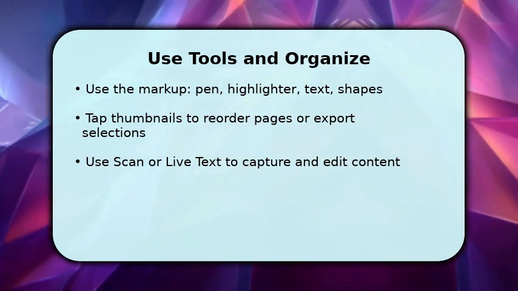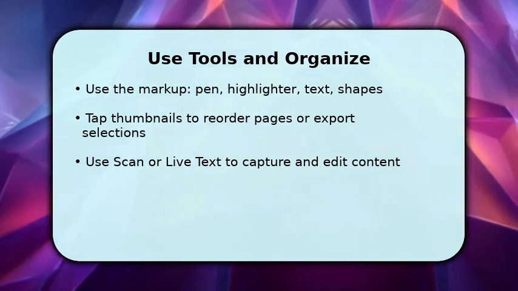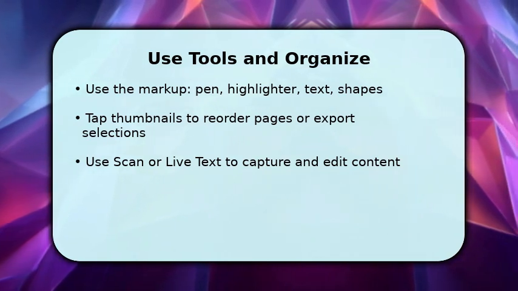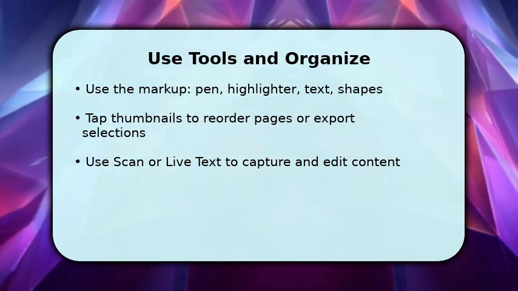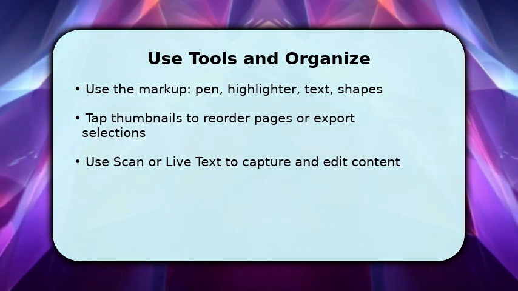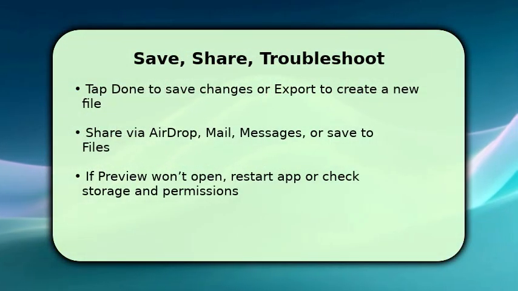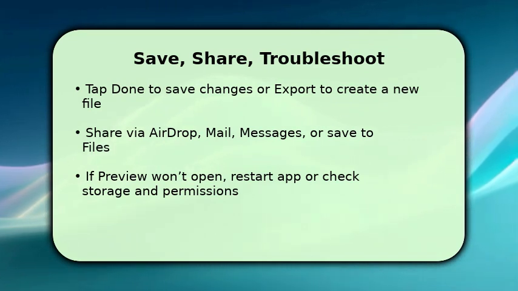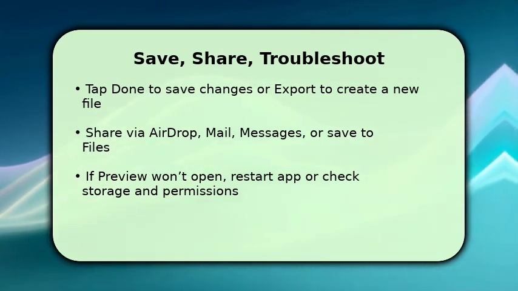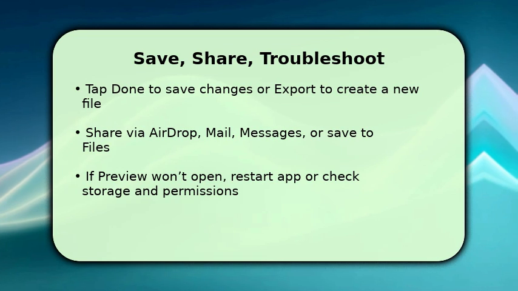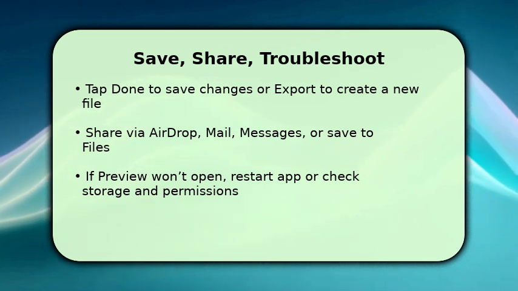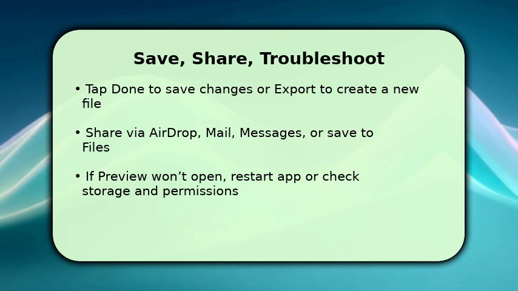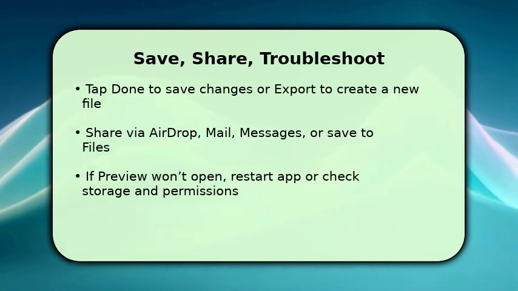If you have a photo or document, use Scan or Live Text to pull editable text directly into the file, which speeds up corrections and reduces retyping. To finish, tap Done to overwrite the original or choose Export to create a new copy. This preserves versions and prevents accidental data loss. Use the built-in share sheet to AirDrop, message, or email the file, or save it back to files for later.